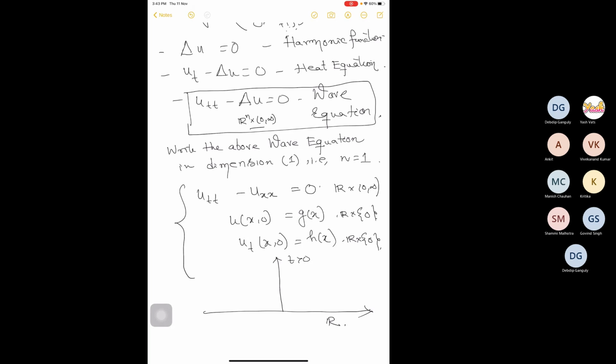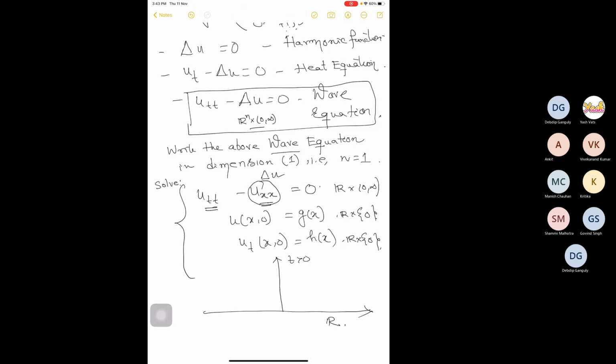So this is the model problem of wave: u_xx and u_tt. This is a model problem for the wave equation in dimension n equal to 1. When we are in higher dimension, this u_xx will be transformed to the Laplacian of u. This is the famous wave equation. Let us try to solve this one dimension case.